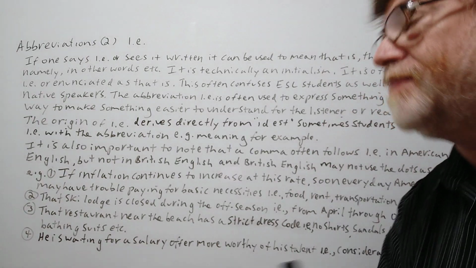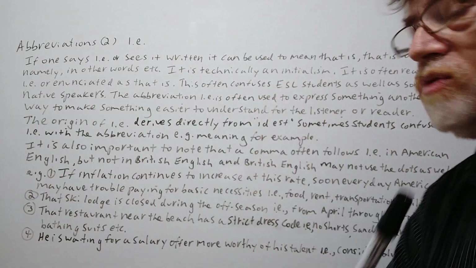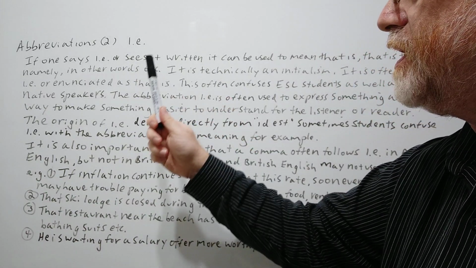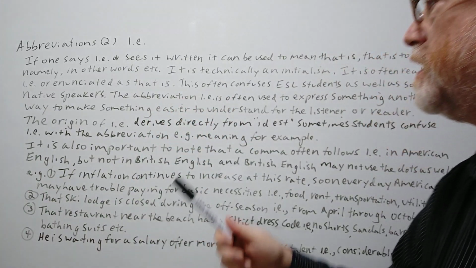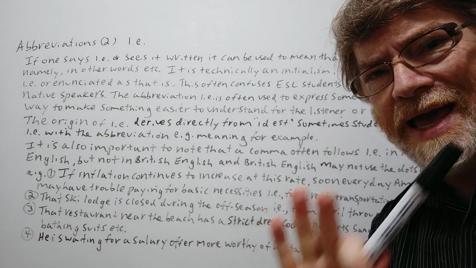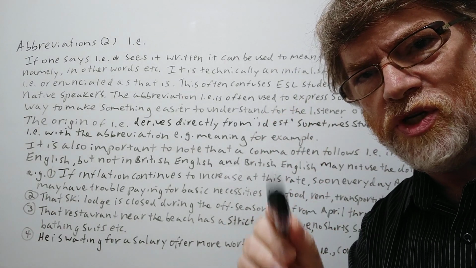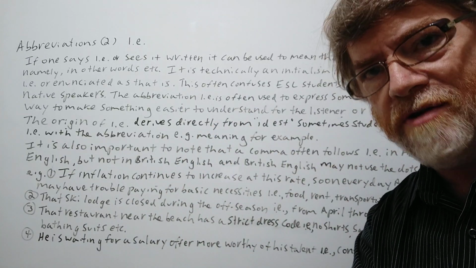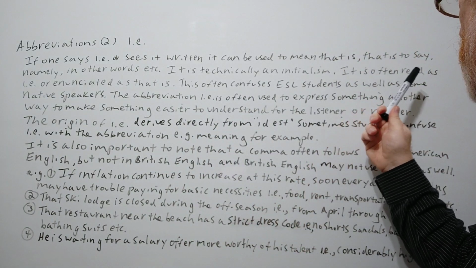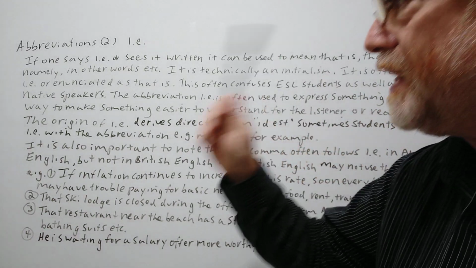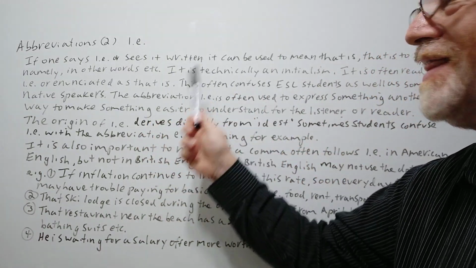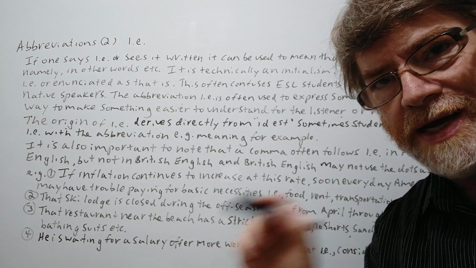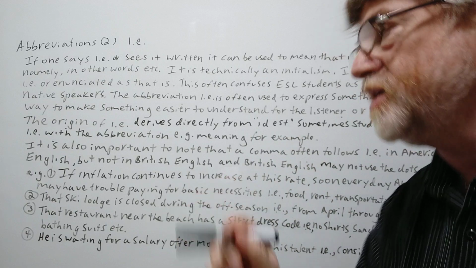If someone says IE or sees it written, it can be used to mean that is to say, namely, in other words, etc. It is technically an initialism, which means that we just read each letter individually, i.e., we don't read it as a word. It's not an acronym. It is often read as IE or enunciated as that is. So when you see people reading it, both of those are acceptable. They could read IE or they could read that is.